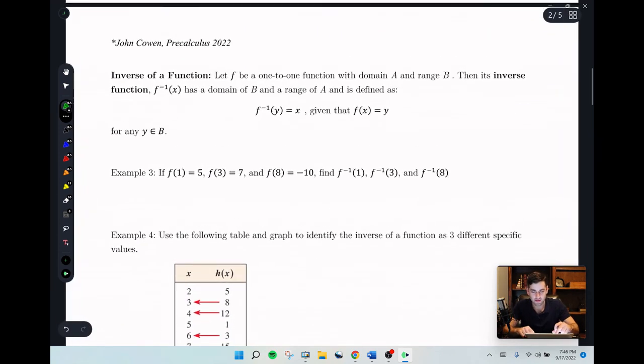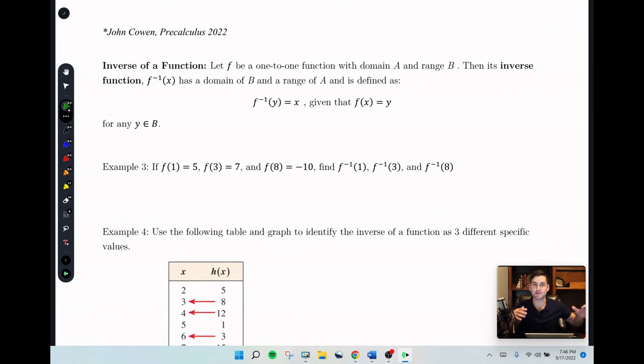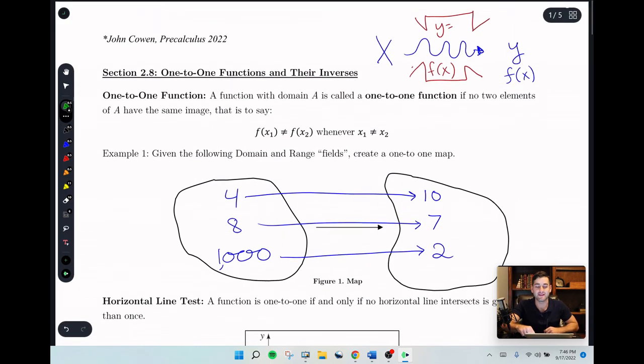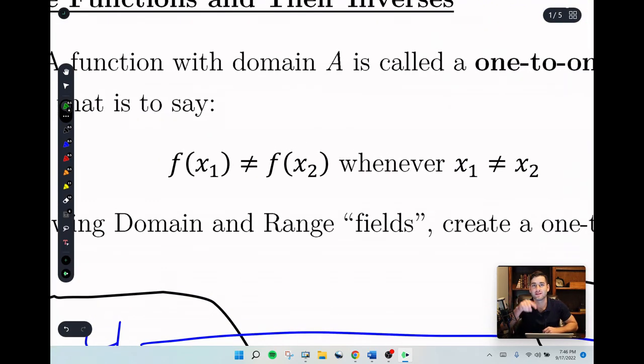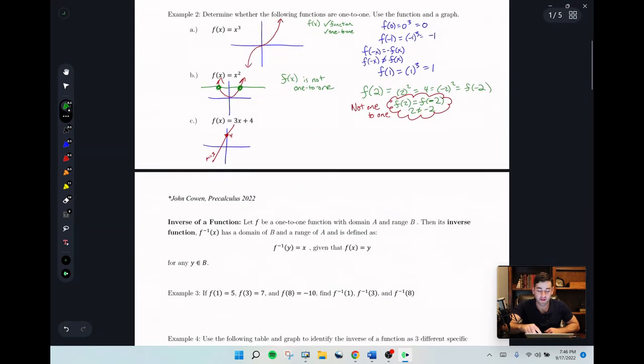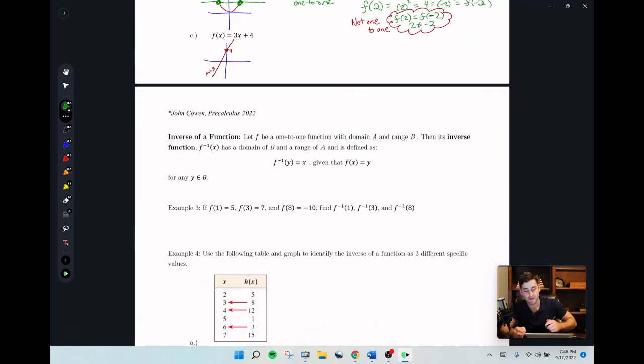All right, let's see what else happens. So if you have a 1-to-1 function, that's the whole point of asking yourself if f of a does not equal f of b, or f of x1 does not equal f of x2, then x1 better not equal x2. The whole point of that is for this thing called an inverse. And an inverse function is kind of just the opposite of a function.